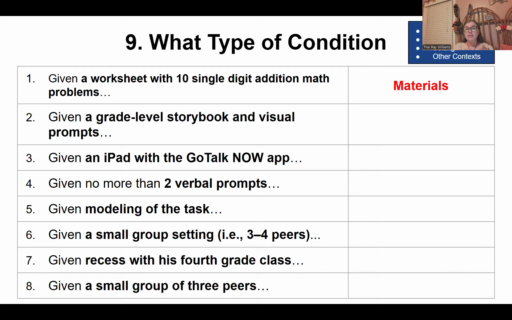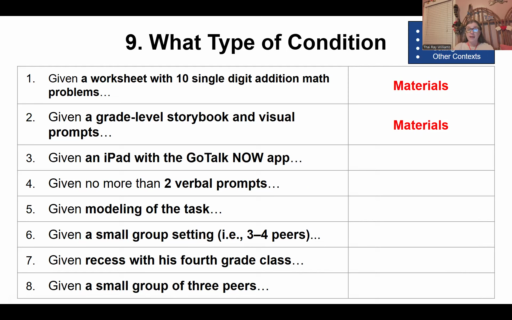How do we know it's materials? It is because it is a worksheet. Now, I also want to let you know, if you look at the second one, sometimes they fall into 2 categories. This one could be materials, but it could also be prompts, because they're given a grade level storybook and they're given visual prompts. So for this one, it would be materials and prompts. I want you to stop your video now and respond to what type of conditions those are, and then come back and we'll go over them very quickly.